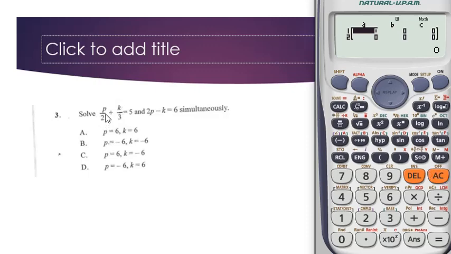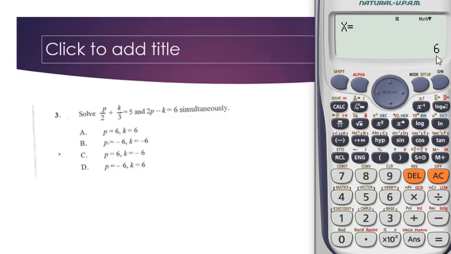Let's start from here. So we have 1 over 2, the coefficient of p is 1 over 2. When you punch it, this is how it will look. Don't worry, that's how it's supposed to be. Click on the equal to sign. Then we have 1 over 3k, so the coefficient is 1 over 3, and then you have the constant, which is 5. And then you move on to the second equation, which is 2. So click on 2. Then we have minus k, which is minus 1. Click on minus 1. And then you click on 6.